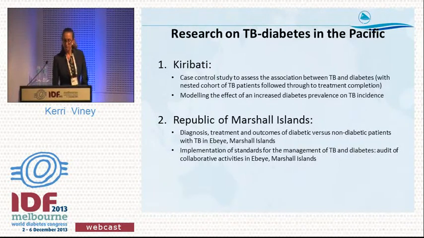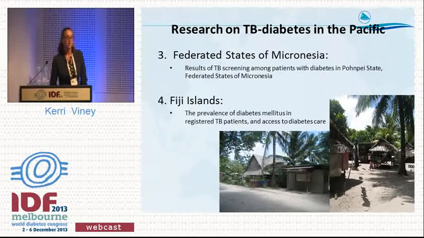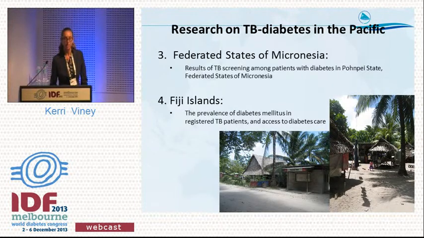In Kiribati, we've done a case control study to assess the association between TB and diabetes. We've got someone working on some modelling to look at diabetes prevalence: if that increases, how will that affect TB incidence? We've also had some operational research coming out of Marshall Islands, looking at treatment outcomes of diabetic versus non-diabetic patients and the implementation of standards. And in Federated States of Micronesia, they've been doing TB screening among patients with diabetes and looking at the results of that intervention. And in Fiji, they've looked at the prevalence of diabetes in their registered TB patients, and importantly, if those patients are linked up with diabetes care.